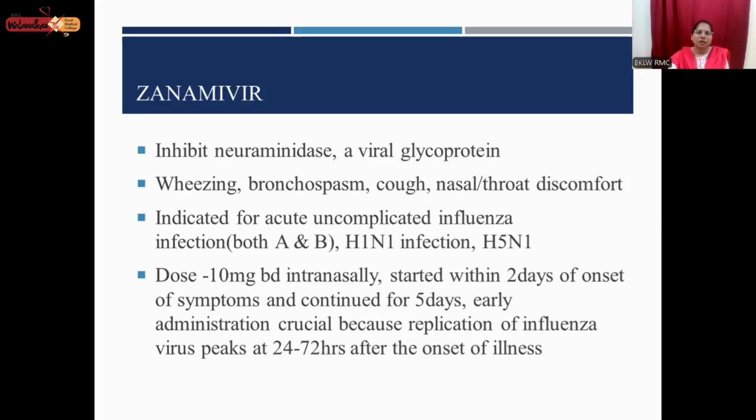So zanamivir is indicated for acute uncomplicated influenza A and B infections, flu infections and bird flu infections, H5N1. It has adverse effects: wheezing, bronchospasm, cough, nasal and throat discomfort. It is given 10 mg BD intranasally, started within 2 days of onset of symptoms and continued for 5 days.